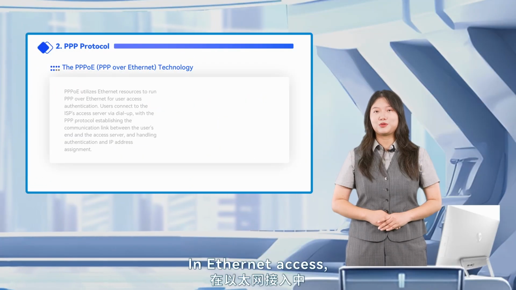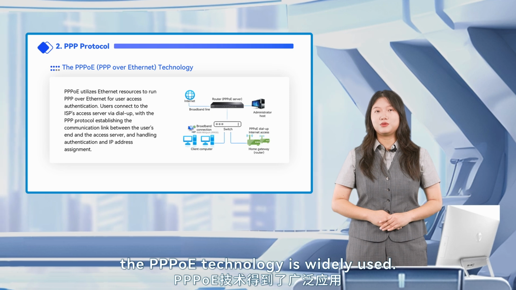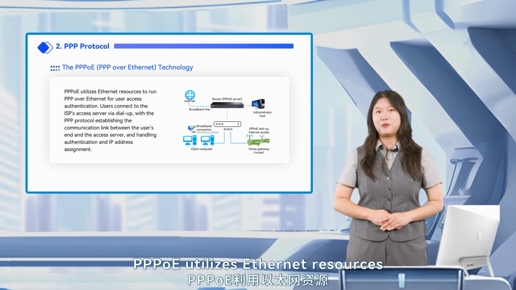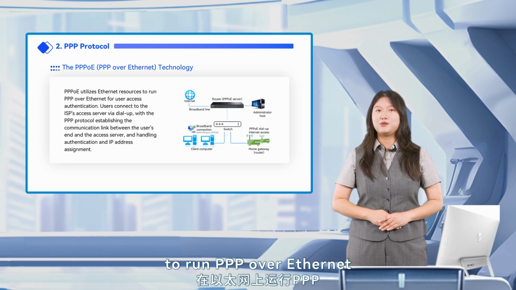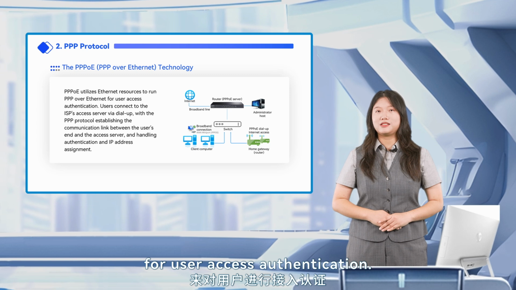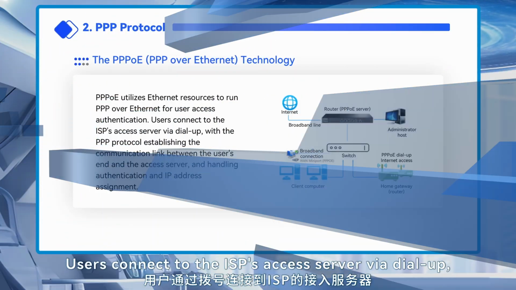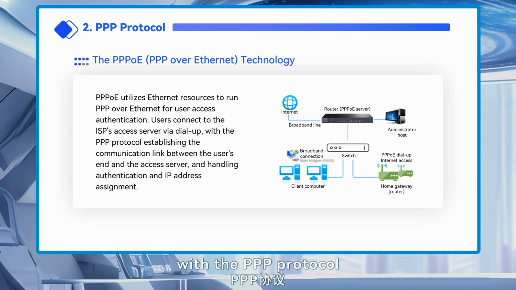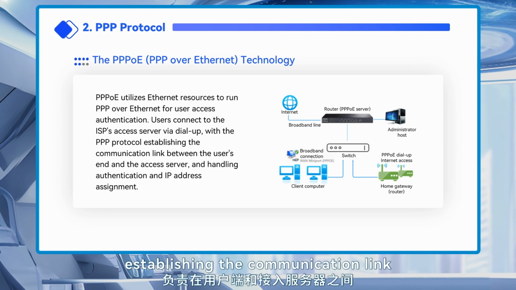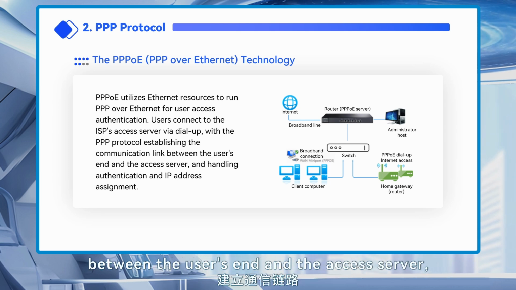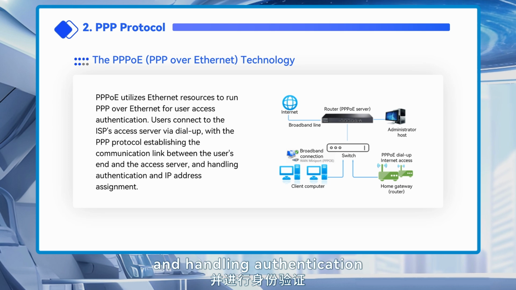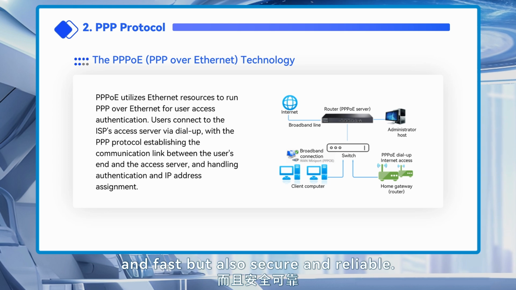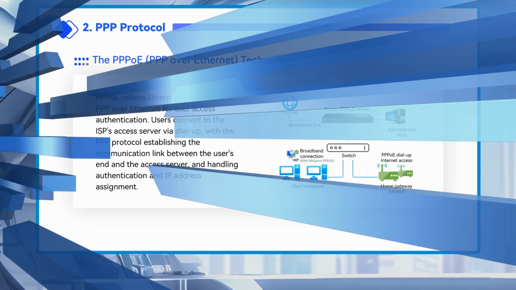In Ethernet access, the point-to-point over Ethernet technology is widely used. Point-to-point over Ethernet utilizes Ethernet resources to run point-to-point protocol for user access authentication. Users connect to the Internet Service Provider's access server via dial-up, with the point-to-point protocol establishing the communication link between the user's end and the access server, and handling authentication and Internet protocol address assignment. This access method is not only convenient and fast, but also secure and reliable.